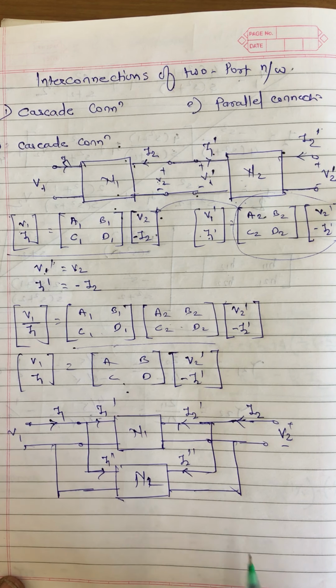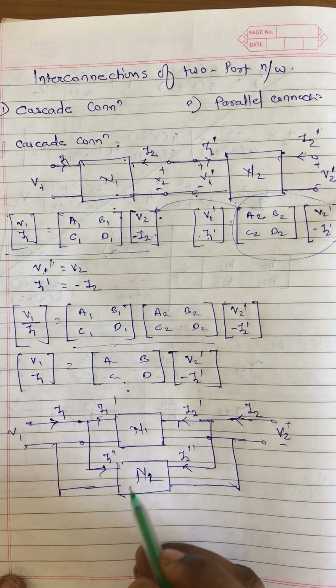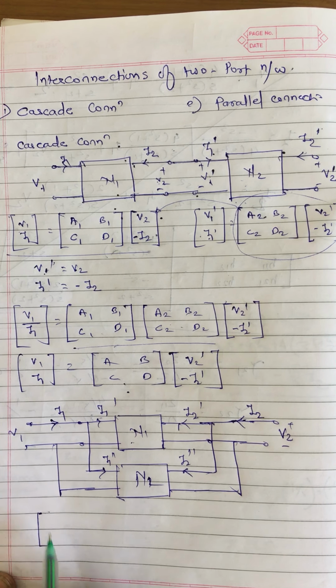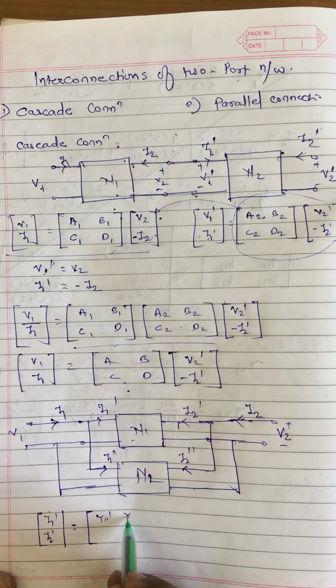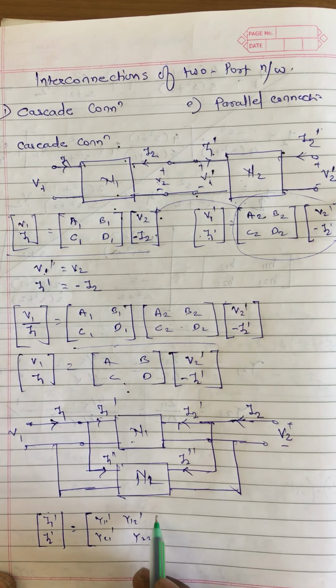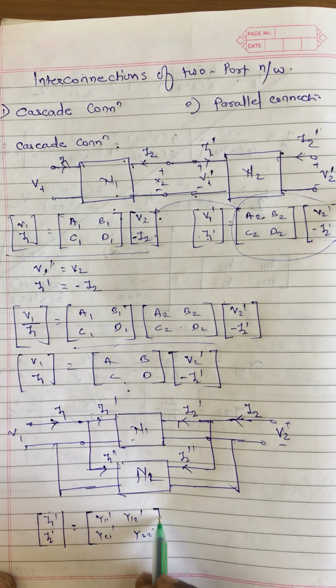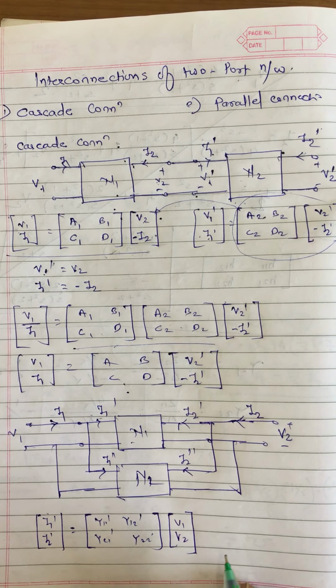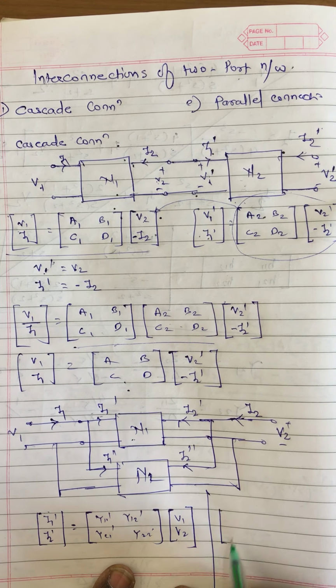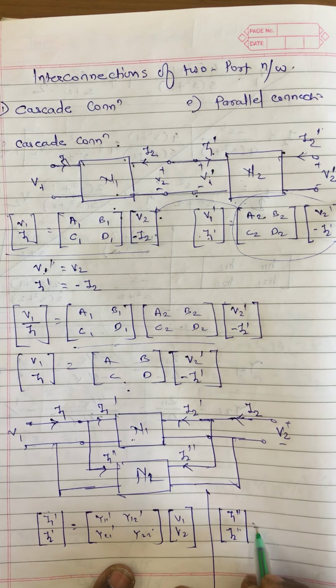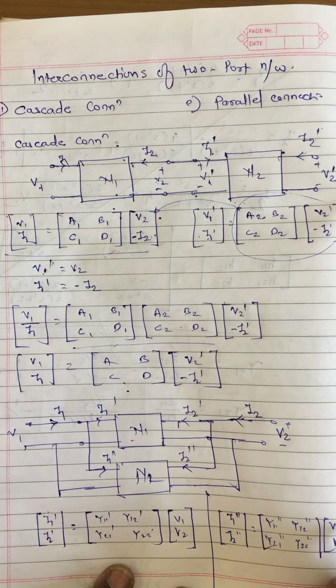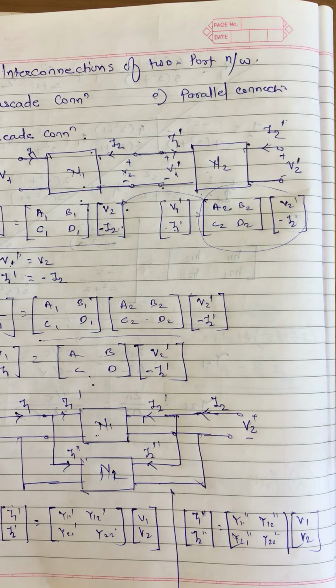Okay, so how to solve for this particular thing? Let's do it for the y parameter. For the first network, I will write the y parameter as I1 dash, I2 dash is y11 dash, y12 dash, y21 dash, y22 dash of V1 V2. Okay, similarly for network N2, I can write I1 double dash, I2 double dash is equal to y11 double dash, y12 double dash, y21 double dash, y22 double dash of V1 V2. Okay, so this is what I have written.